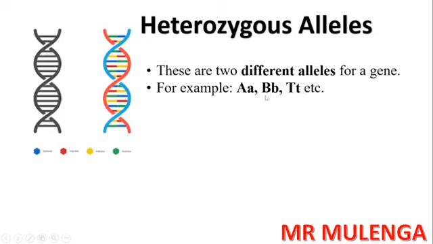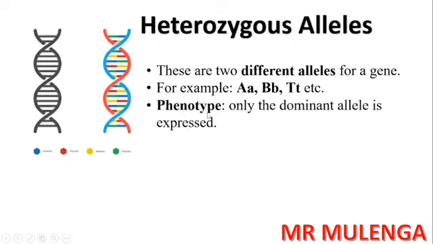These are what we call heterozygous alleles because they are showing two different alleles for a gene. For the phenotype expressed in a heterozygous allele, we normally follow the dominant allele. So only the dominant allele is expressed. For example, with tallness, if an organism has the allele capital T and small t, we say the phenotype of this organism is tall, because T is dominant.